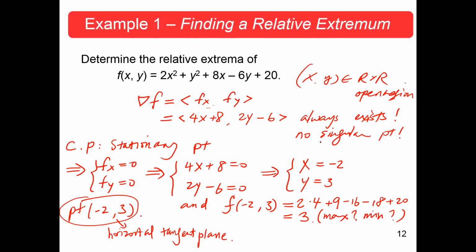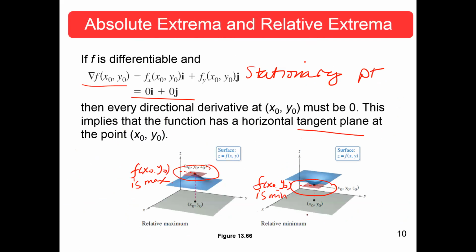Any thoughts? How do we determine whether this is a max or min? Relative max or relative min? Second derivative test, second partial. Second partial, but we haven't introduced that yet. But okay, without that test, any other thoughts? You can determine whether it's max or min, whether it's the point on the top or whether it's the point in the bottom. Any thoughts?